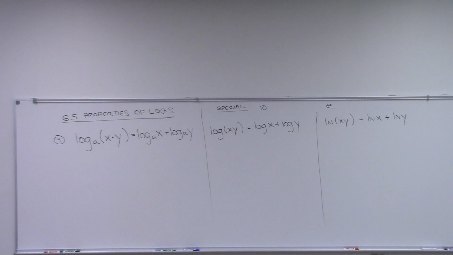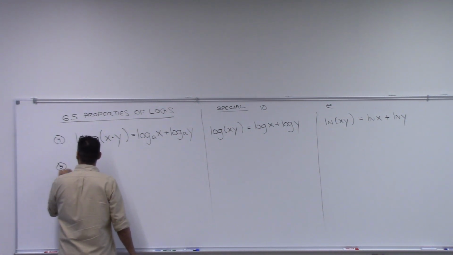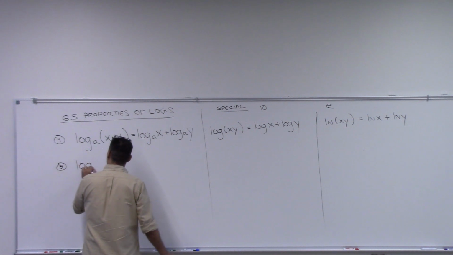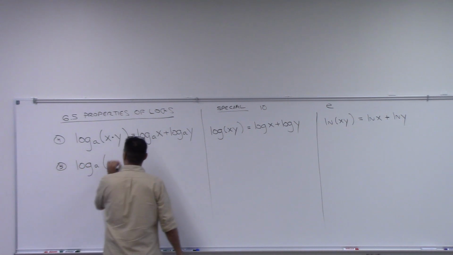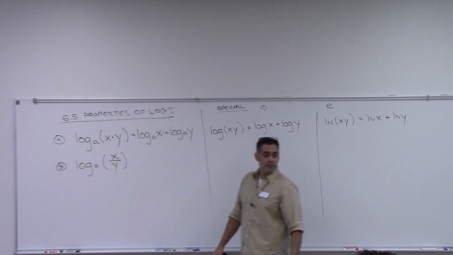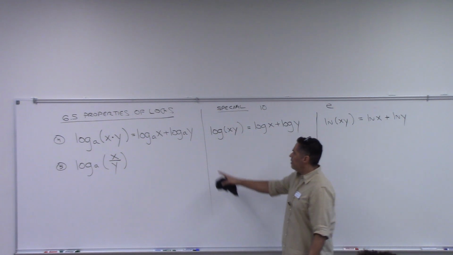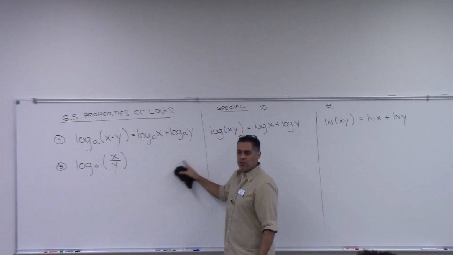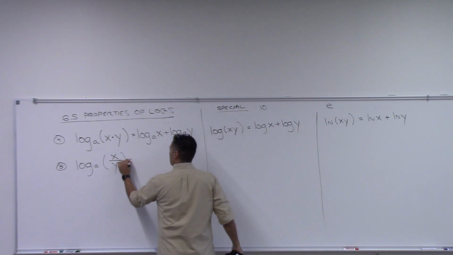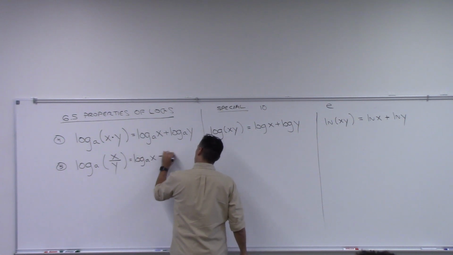All right, ready for the fifth one? I think you're going to be able to figure this one out without looking at the screen over there. What do you think happens if instead of having multiplication, I have division? Subtraction. Exactly. Instead of having addition, we're going to have subtraction between the logs. So this will become log base a of x minus log base a of y.